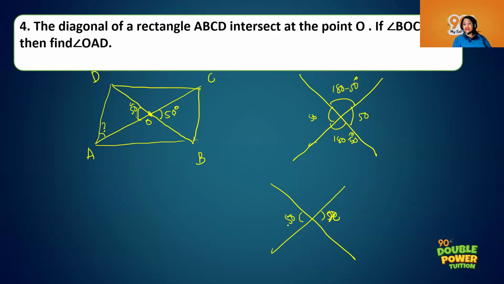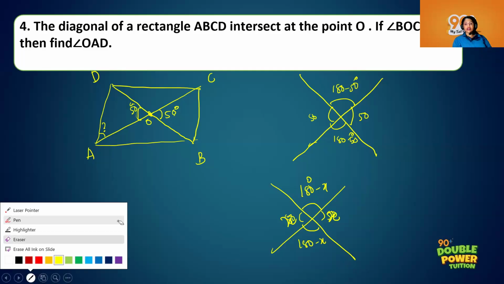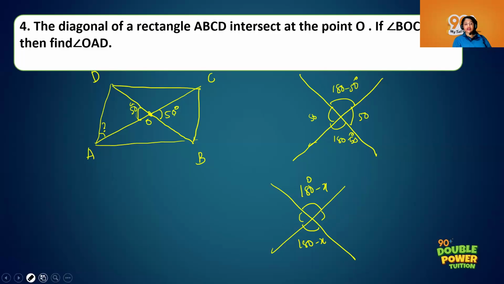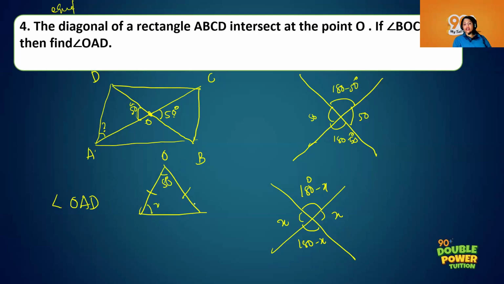In general, if it is x, this is also x. Then this will be 180 minus x, and this is 180 minus x. Since these are x degrees, the others are 180 minus x degree. Similarly, this is 50 degree, so this is also 50. Then they ask you to find angle OAB. Since the diagonals of a rectangle are equal, these two angles are x degree.